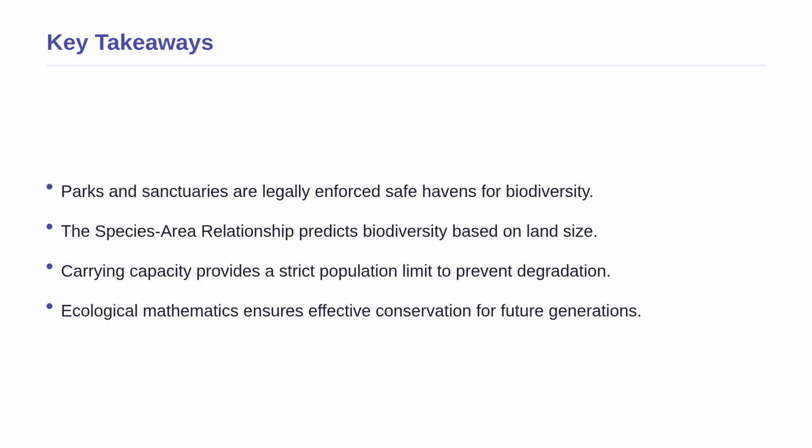We have covered a lot of ground today, so let us review the most important ideas. First, national parks and wildlife sanctuaries are legally enforced safe havens that protect ecosystems from destructive human interference. Second, we learned that the species-area relationship helps ecologists predict biodiversity, proving mathematically that larger areas support more species. Finally, we explored carrying capacity, which provides a strict population limit to prevent habitat degradation.